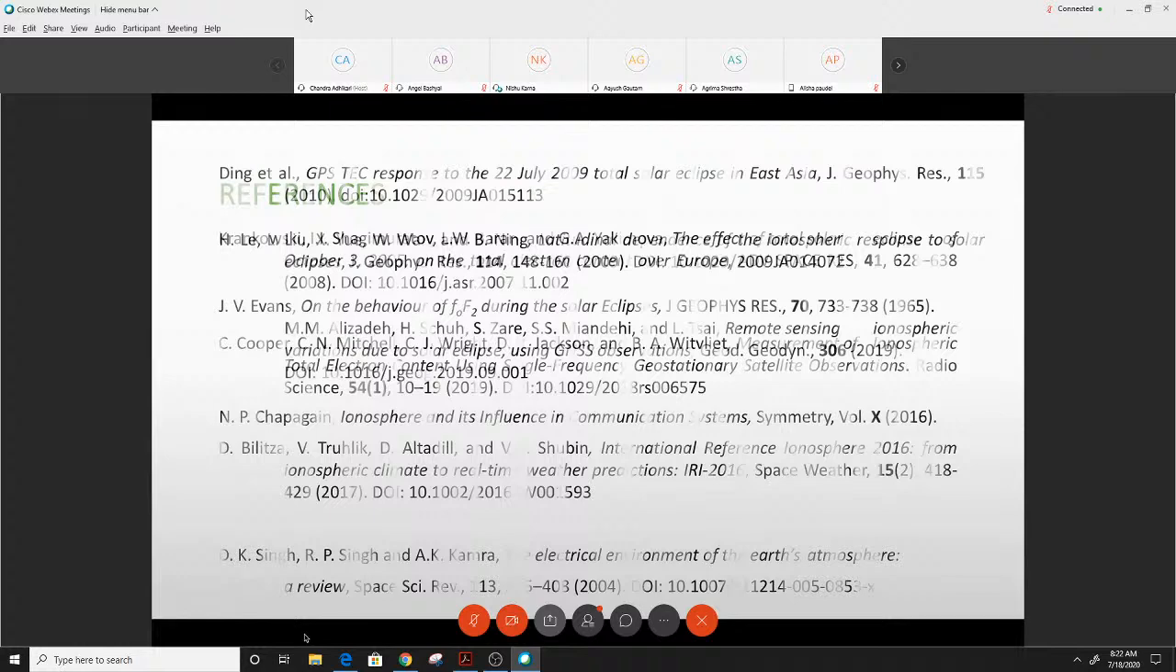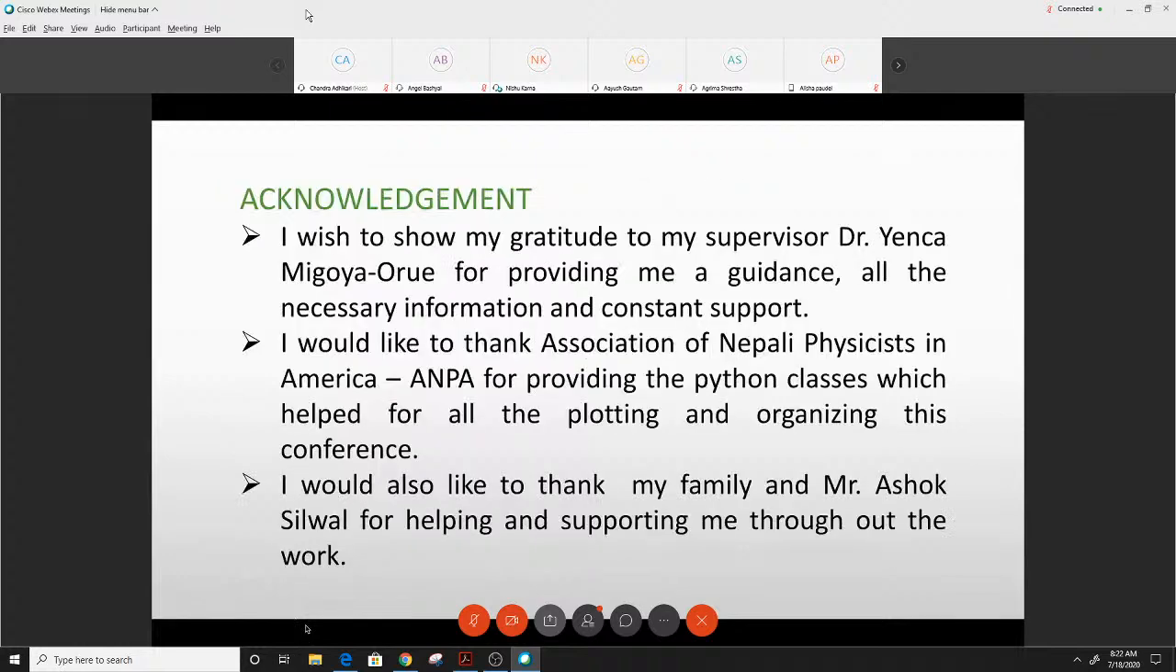Finally, we come to the acknowledgement. I wish to show my gratitude to my supervisor, Dr. Enka Midoya Oru, for providing me guidance, all the necessary information, and constant support. I would like to thank ANPA for providing the Python classes, which helped for all the plotting and organizing this conference. I would also like to thank my family and especially Mr. Ashok Suba for helping and supporting me throughout the work.